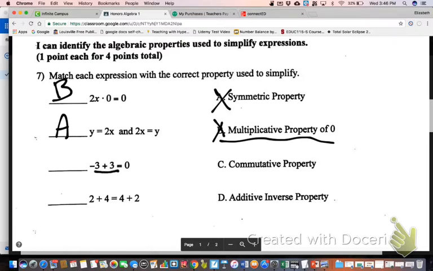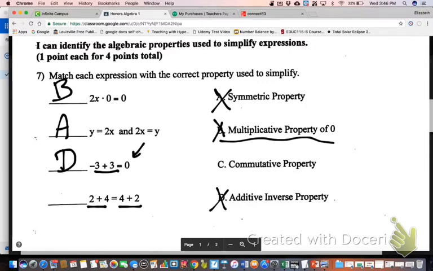-3 plus a positive 3, we added two opposites and got 0, so that is why it's D, the additive inverse property, which just leaves the commutative property. Here I have 2 plus 4. Here I have 4 plus 2. The order of the numbers changed.